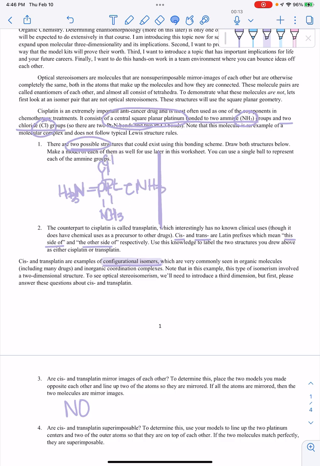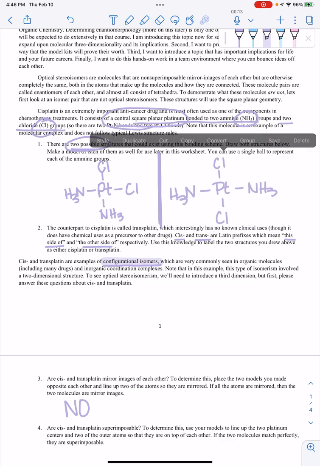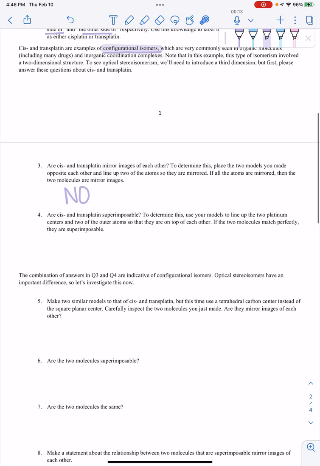And so what we see, and I'll just move it a little bit so that you can see each of the groups, the chlorine on the top and the platinum in the middle overlap, as well as the amine groups on the left also overlap. But again, we have this chlorine on the bottom and the amine group on the right that don't match up with the ones on the left. And so if we go back to question number 4, that would be also a no. They're not superimposable images onto each other.